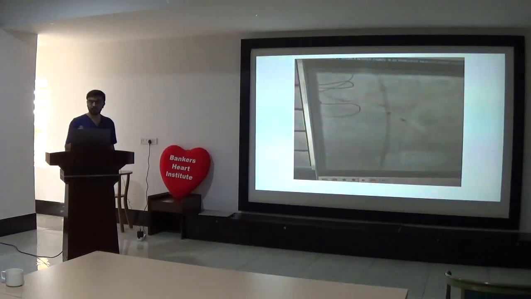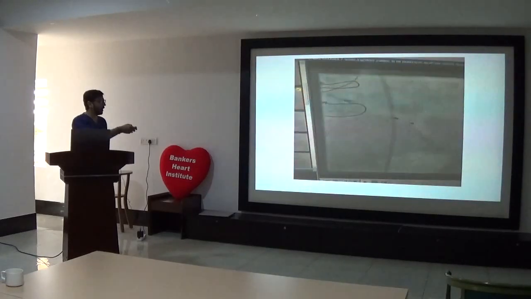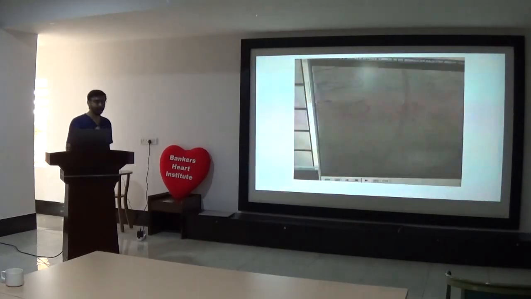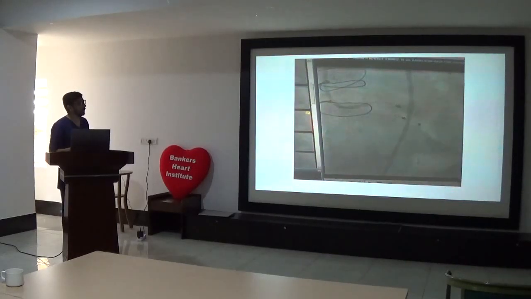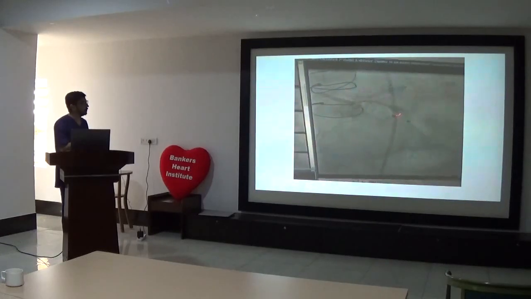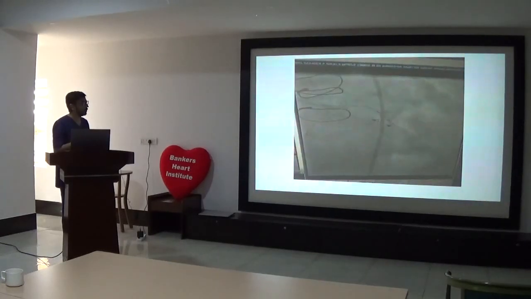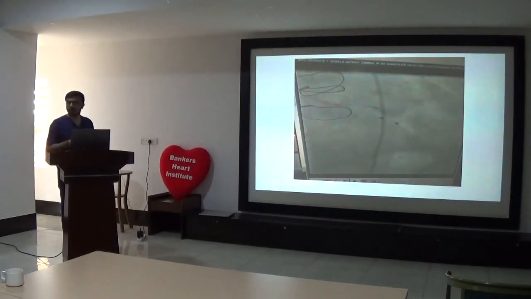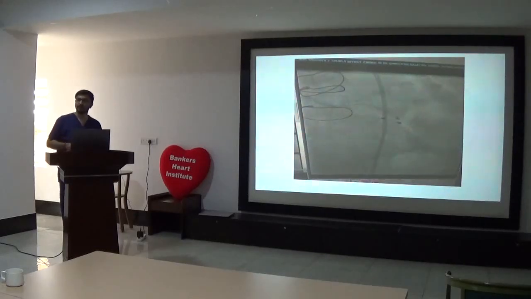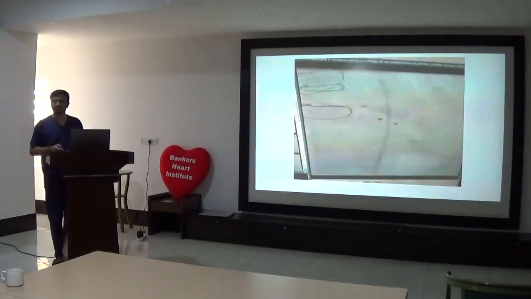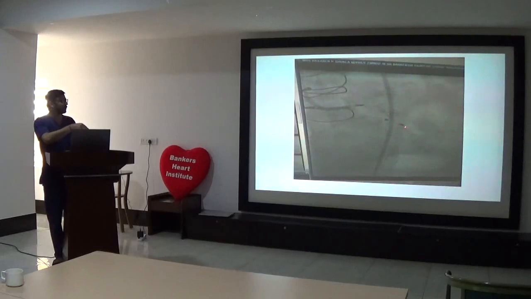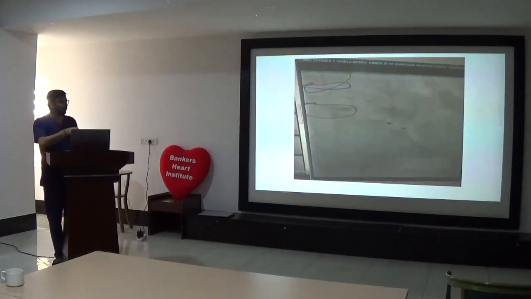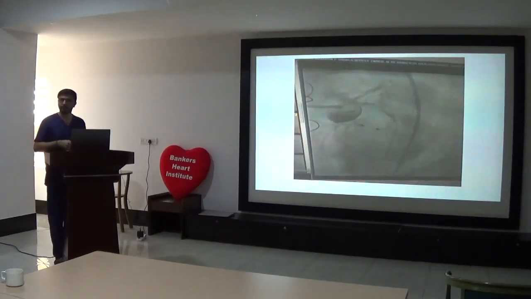So we were using a cutting balloon at that time, and after the rota and high inflation pressure, it will rupture the vessel. These are the sites of perforation. This case was handled by Costa.